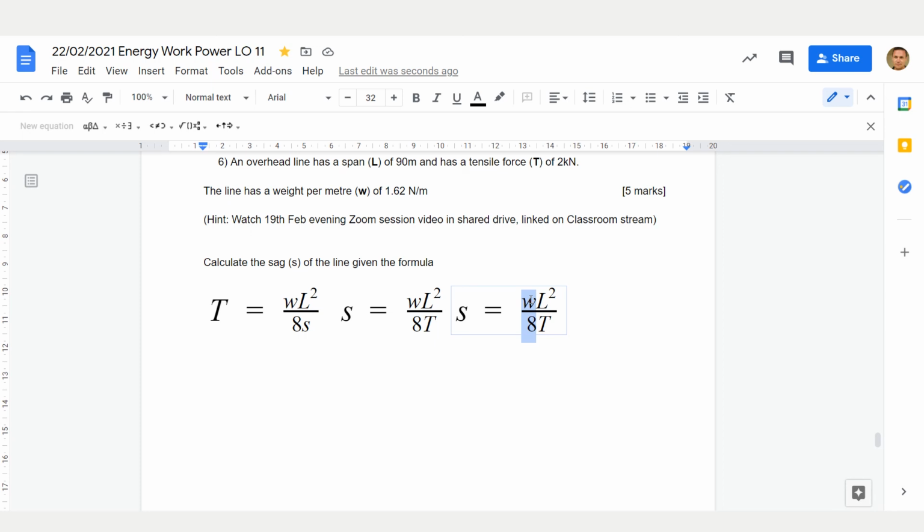W is 1.62 times L, the length, which is 90, so it's 90 squared over 8T. So that's 8 times the tension, and the tension is 2 kilonewtons, but we need to use the unit of newtons, so it's 2,000.